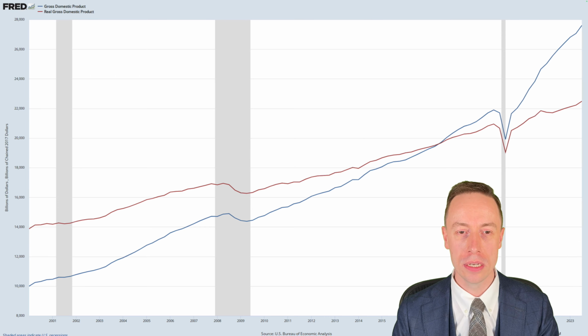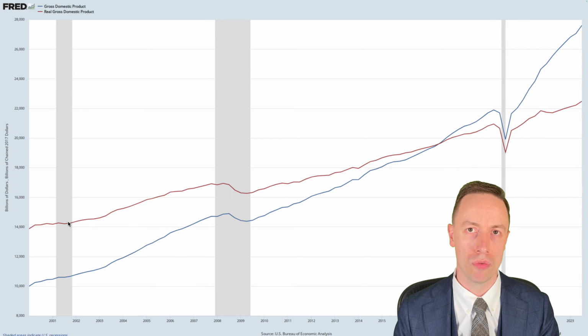Also notice, during the recessions, these gray bars, quite often we have a big decrease in real GDP. Look at that red line dip, right? Only counterexample here, 2001. We had some decreases in real GDP, but they really didn't last long. Very mild recession here, relatively speaking.